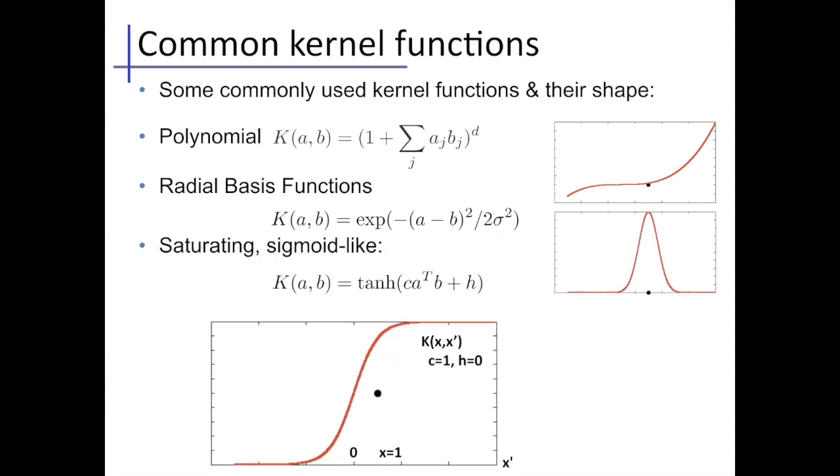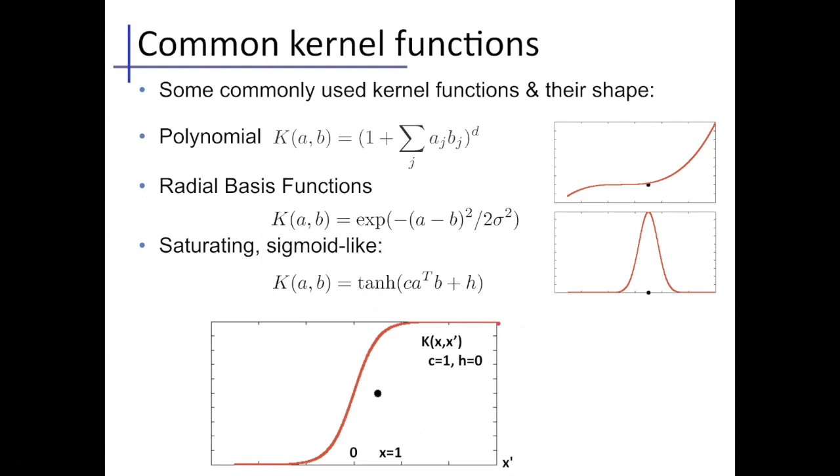So this third one is the hyperbolic tangent function. This is a saturating sigmoid-type function used as a kernel. In this case, it's saturated on both sides. When the x's are along the same direction, they have relatively high similarity, high kernel values, high inner product values between them.